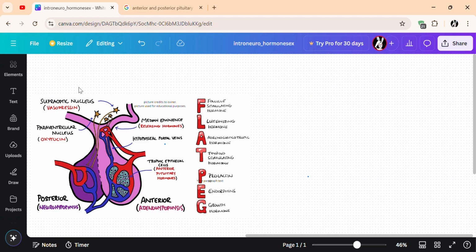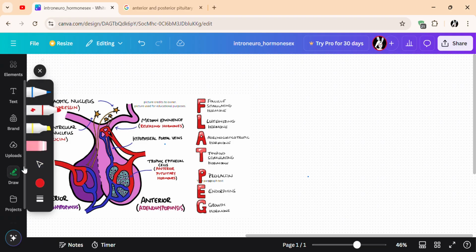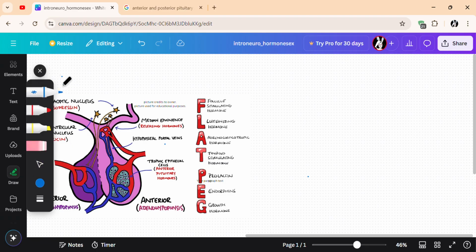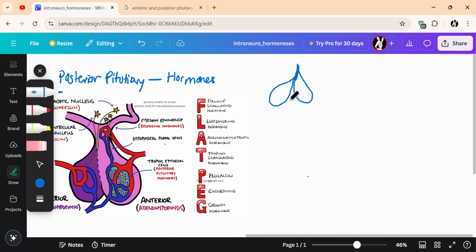We will now be looking at the posterior pituitary, and specifically the hormones it's responsible for producing. So we have the anterior pituitary in the front and the posterior pituitary in the back. They're like two bulbs. The structure implies, like this is just a reversed image. Anterior actually means the front, posterior is in the back.